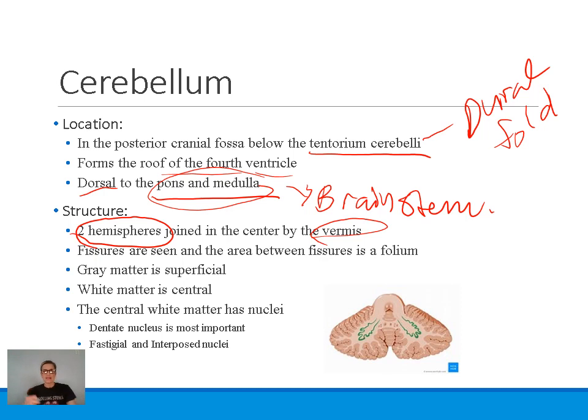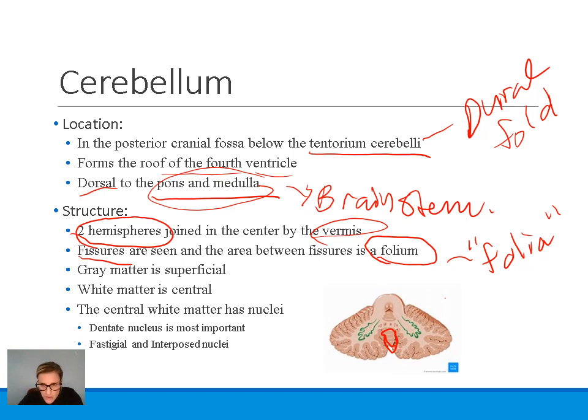The vermis is just a little band of cortical tissue here in the middle. It's easier to see on the ventral and inferior side of the cerebellum. It's not easy to see on the top. There are fissures, right, or little sulci, little grooves that are present, and the area between the fissures is referred to as a folium, or plural, folia. It's literally just folds.